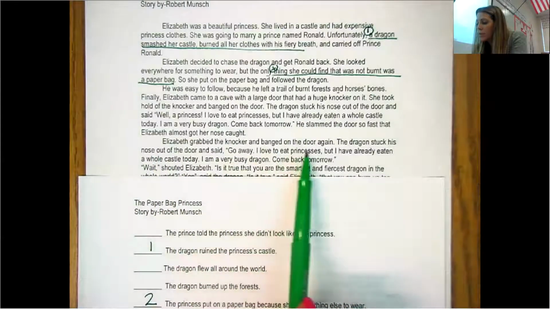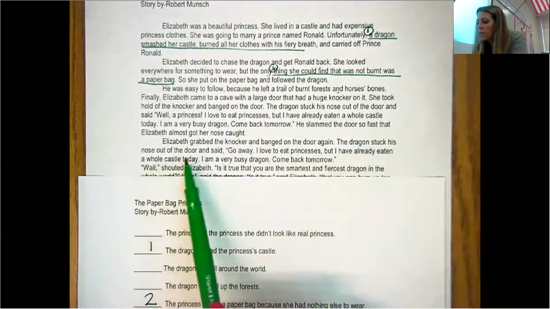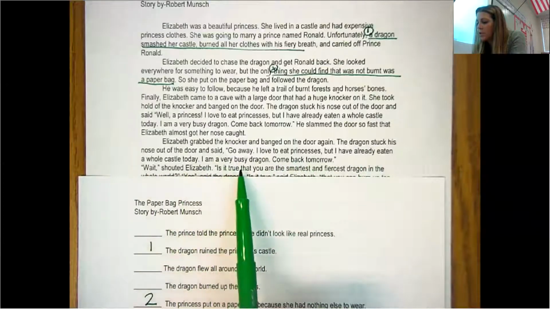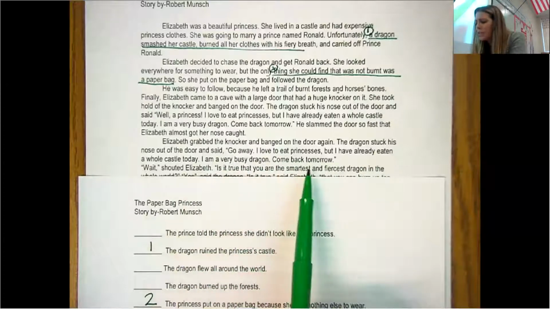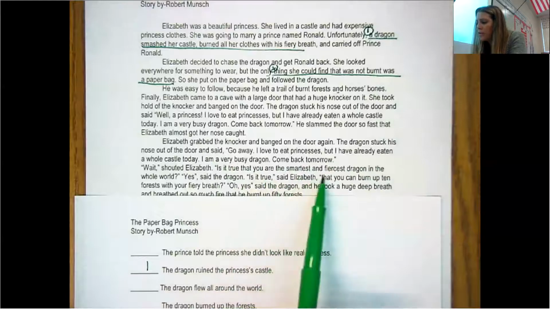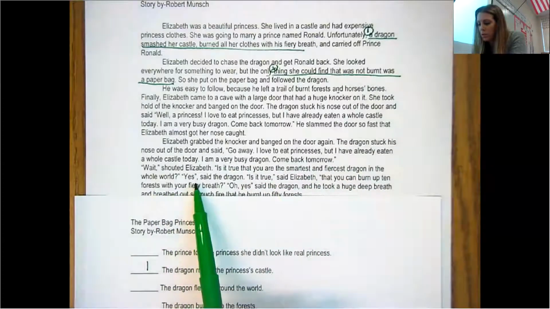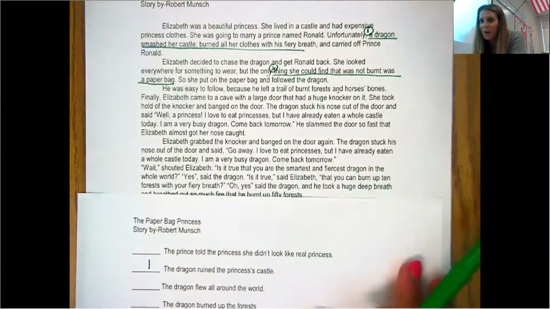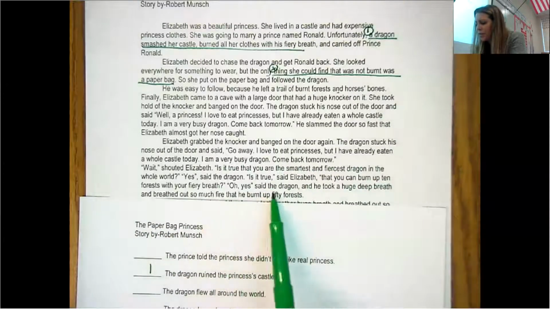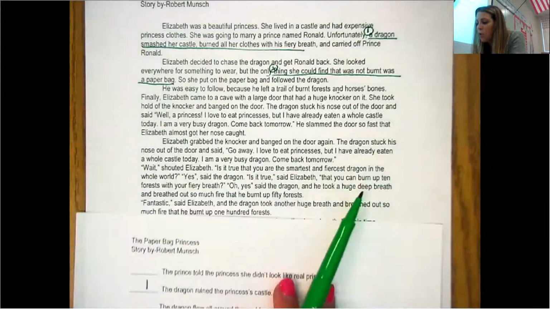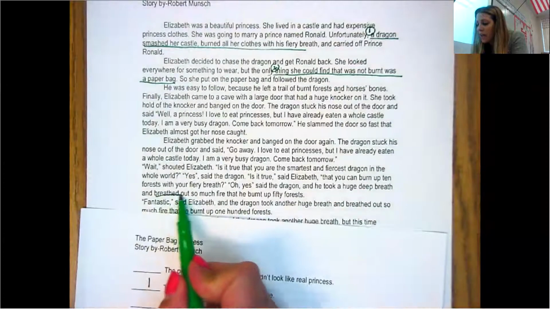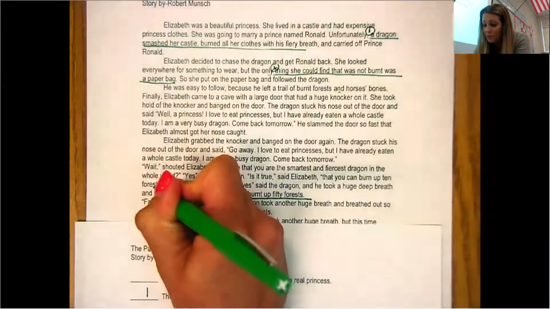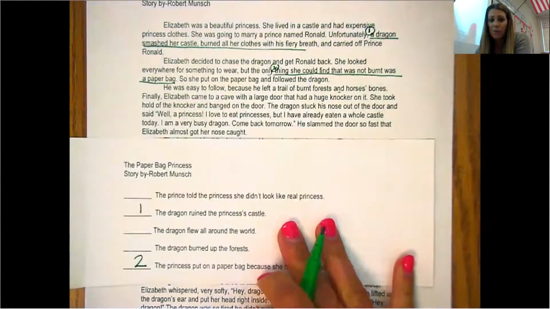Elizabeth grabbed the knocker and banged on the door. The dragon stuck his nose out of the door and said, "Go away. I love to eat princesses, but I have already eaten a whole castle today. I'm a very busy dragon. Come back tomorrow." "Wait," said Elizabeth. "Is it true that you're the smartest and fiercest dragon in the whole world?" "Yes," said the dragon. "Is it true," said Elizabeth, "that you can burn up 10 forests with your fiery breath?" Bingo, are we finding it? "Oh, yes," said the dragon. And he took a huge deep breath and breathed out so much fire that he burnt up 50 forests. Do we say that's next? That's number 3. And which one would it be?